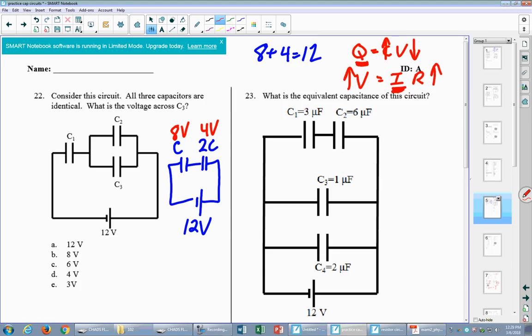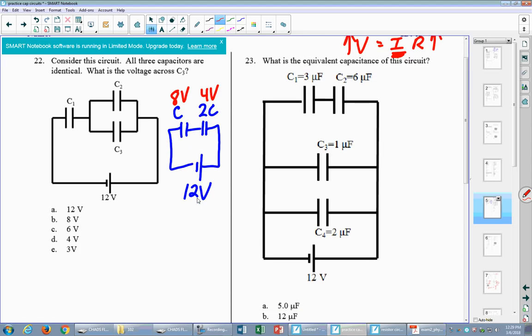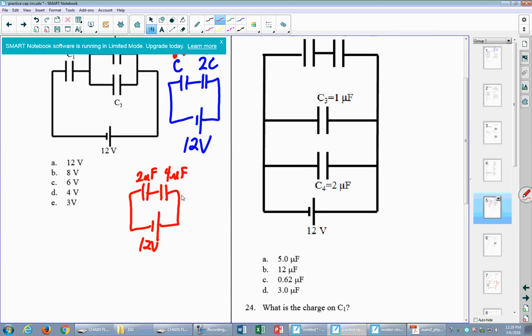Let's put numbers in. You said you used 2? All right, that's fine. So that would give us a 4 microfarad and a 2 microfarad, with 12 volts. What did you get? I bet I know what you did. So define the equivalent here. 1/2 plus 1/4. That's 2/4 plus 1/4, that's 3/4. So the equivalent is 4/3.